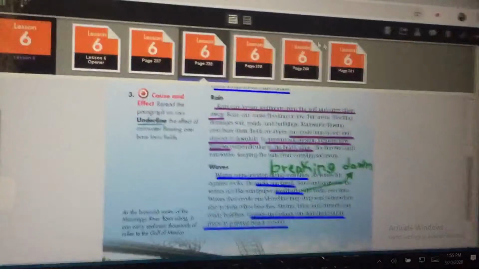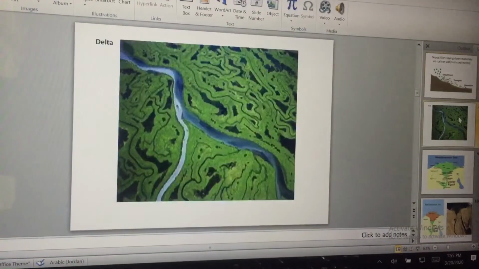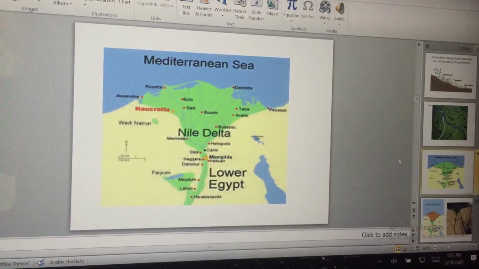A delta is when rivers pour their water inside the sea, they form an area, look here, of deposited materials, and the soil here is really fertile with a great amount of nutrients, good for planting trees. We call this area the delta. The Nile River in Egypt, when it pours its water inside the Mediterranean Sea, forms a triangular area here of deposited materials. It's called the delta.